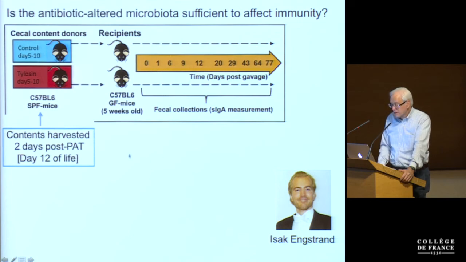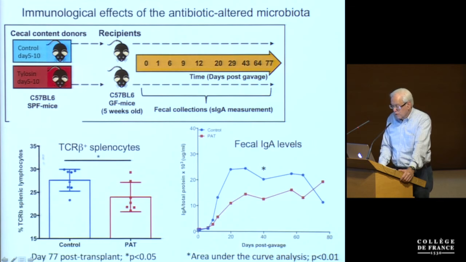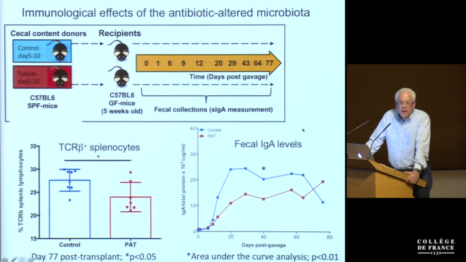And we asked what happens to their immune function. Here are two markers. Here's the proportion of splenocytes that have the TCR beta marker. It's down in PAT 11 weeks after the transfer. Here's fecal IgA, which goes up normally in the mice that got the normal microbiota, reaching a high plateau. In the others, it goes up more slowly, with a lower plateau. So we have evidence, again, that the signal's in the microbiota, and that's sufficient to have immunological changes.